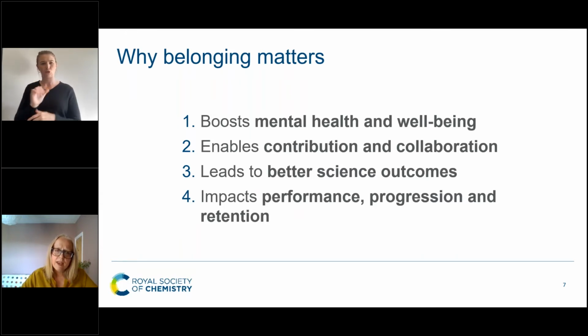And again, the chemists that we spoke to in this study were very clear about why belonging matters. And they said, first of all, belonging, as I said a minute ago, makes you feel better. It boosts mental health, it boosts well-being, it enables you to focus. When you feel like you belong, you can focus on whatever it is that you're supposed to be focusing on, rather than feeling distracted, worrying about your sense of entitlement to be where you are.